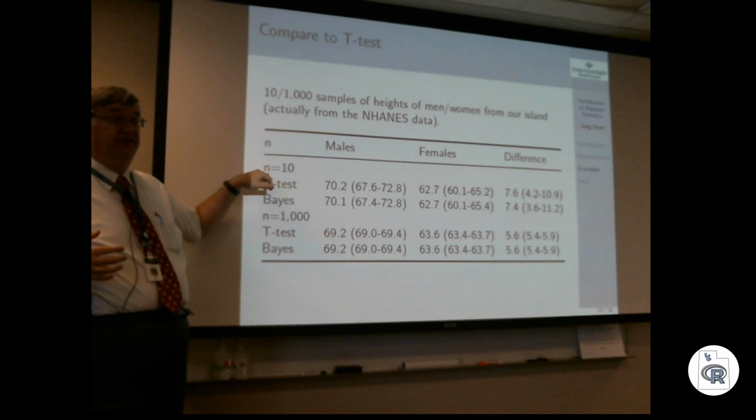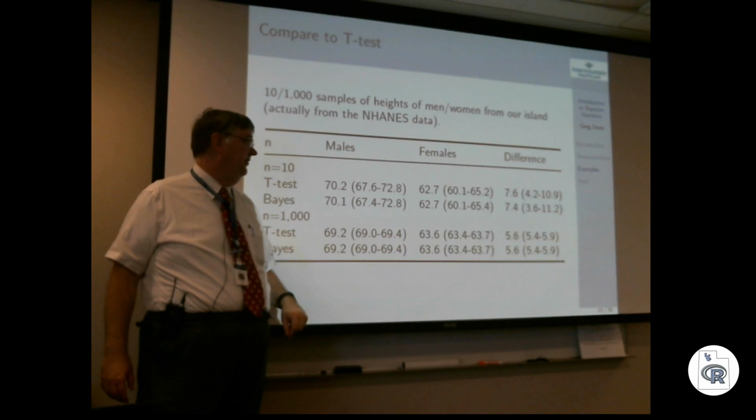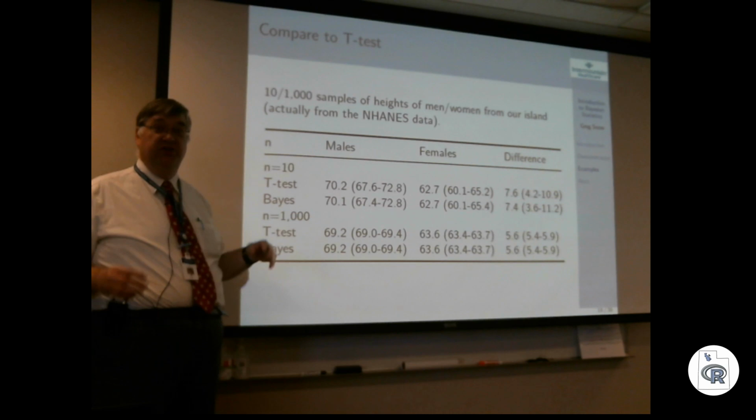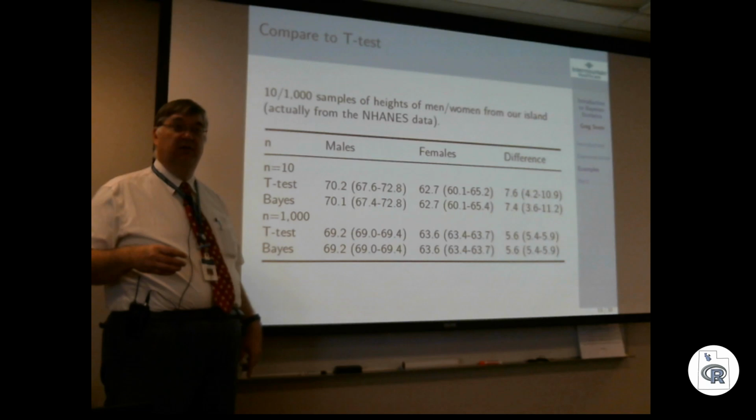With a sample size of 10, so not very much data, the t-test said that the average of my data set was 70.2, but a confidence interval that it could be anywhere from 67.6 to 72.8 for the males. The Bayes approach using the normal prior that I showed, which carries some information but not a huge amount, gave me an estimate of 70.1. Remember that prior had its mean at 65. So it did pull the mean down slightly, but not by very much.